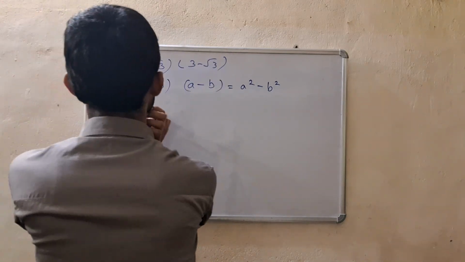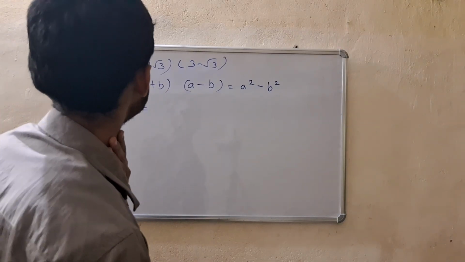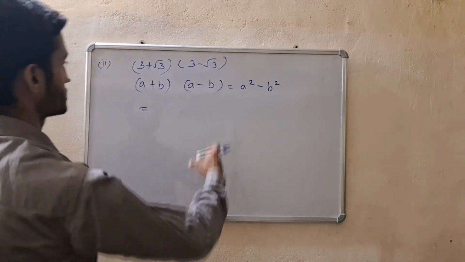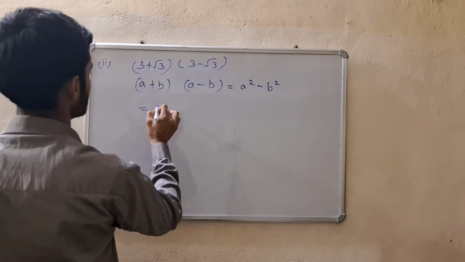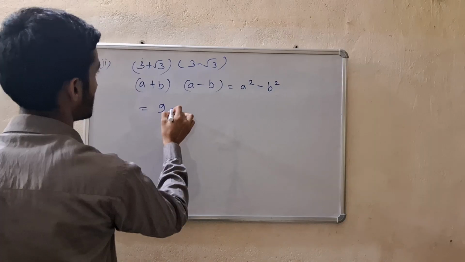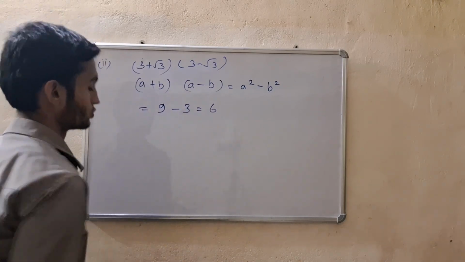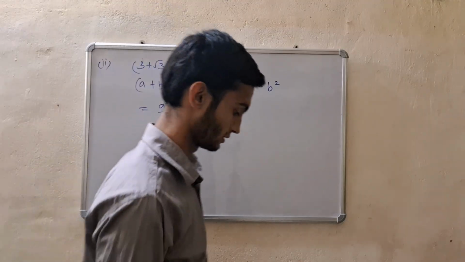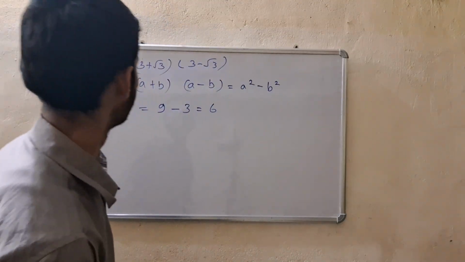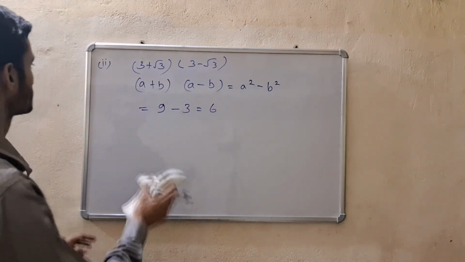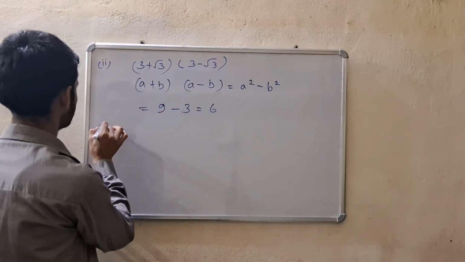A squared minus b squared. So without doing the actual multiplication, you can just write it in this form. So 3 squared is going to be 9, 3 squared minus b squared. b is square root of 3, so this will be 3. So this is going to be 6. So we simplified it without actually multiplying these two factors. Okay, now the third one.